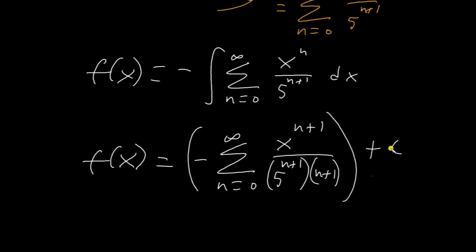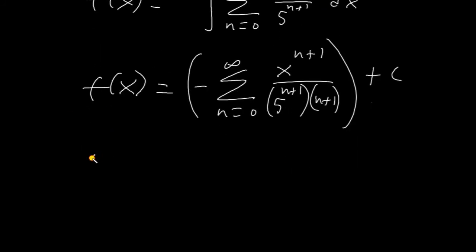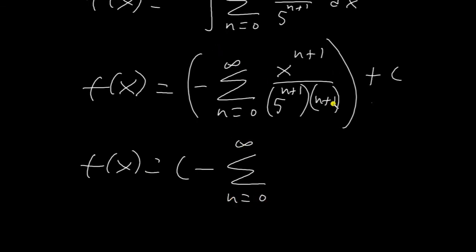And just to get rid of these giant parentheses, I'll rewrite this where f of x equals c minus the sum. So I'm putting the c in front so I don't have to put these annoying parentheses. They look really ugly. 5 to the n plus 1 and n plus 1. Okay, we're good. So this is the power series, right? But notice we also have this plus c. So let's figure out the value of that plus c.